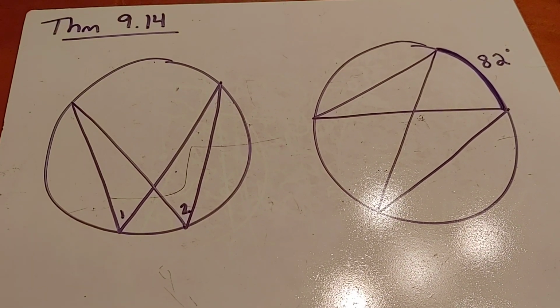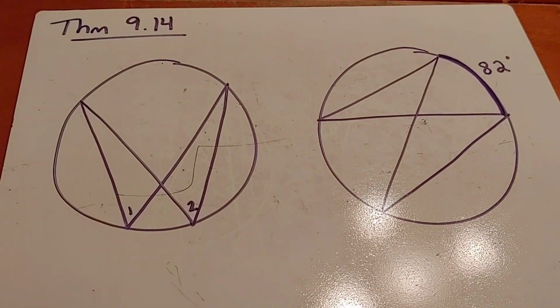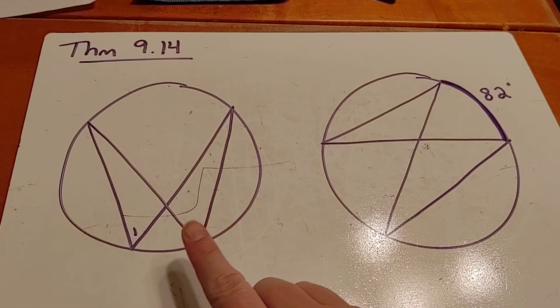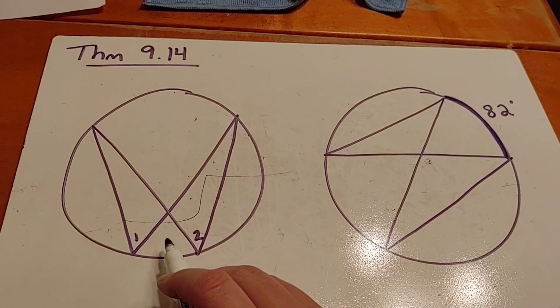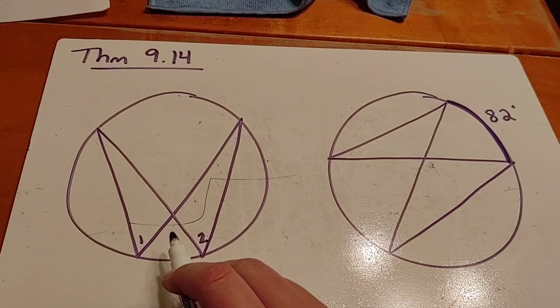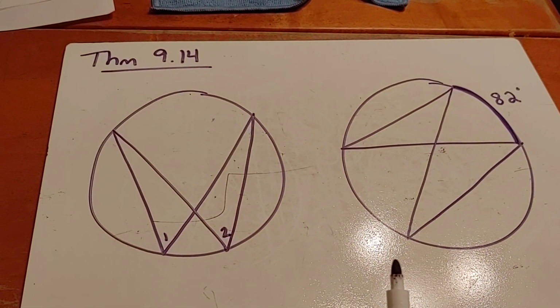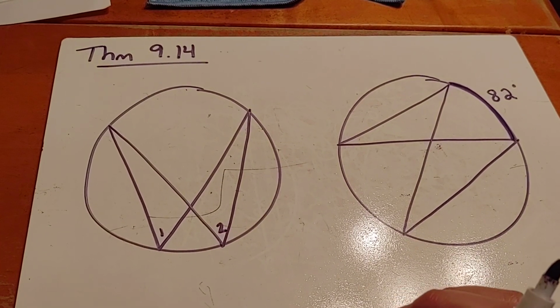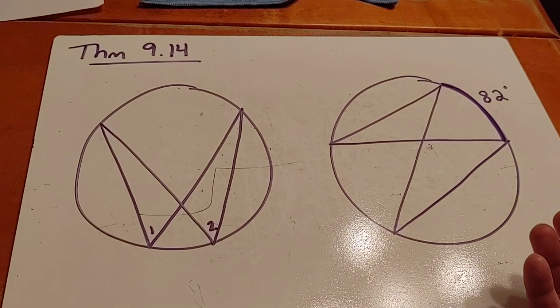All right, next theorem you have copied down is Theorem 9.14. And again, we're going to have a picture that represents the theorem, and then we're going to have an example picture. All right, so first let's look at the one that represents the theorem. Please add this to your notes. Anything on the whiteboard today, I do want you to put as part of your notes. All right, Theorem 9.14. If 2 inscribed angles intercept congruent arcs, then the angles are congruent.